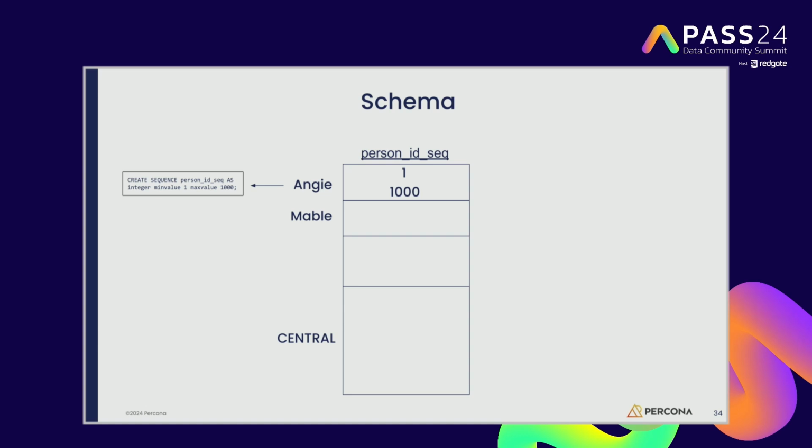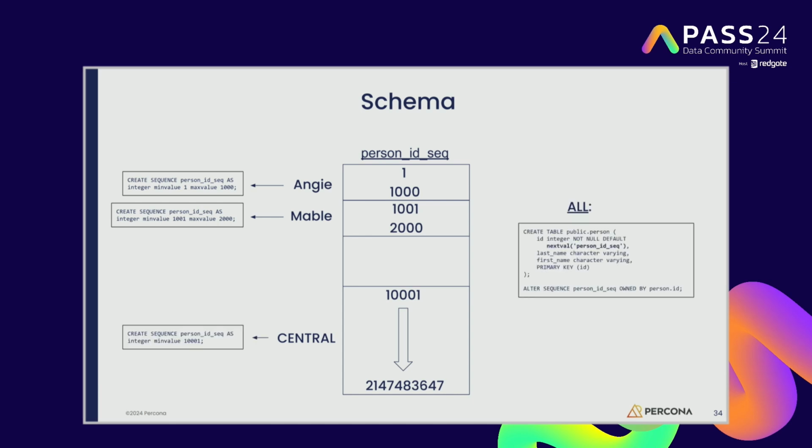So I will just create the sequence on the database for Angie from 1 to 1,000, for Mabel 1001 to 2,000, and then for central I will take from 10,001 because I'm keeping this reserved here to the end. Okay, so that's a way to solve my second constraint. It is continuing using the exact same schema, but when it comes time to define my sequence, that will be a different interval according to the server where I'm doing that.